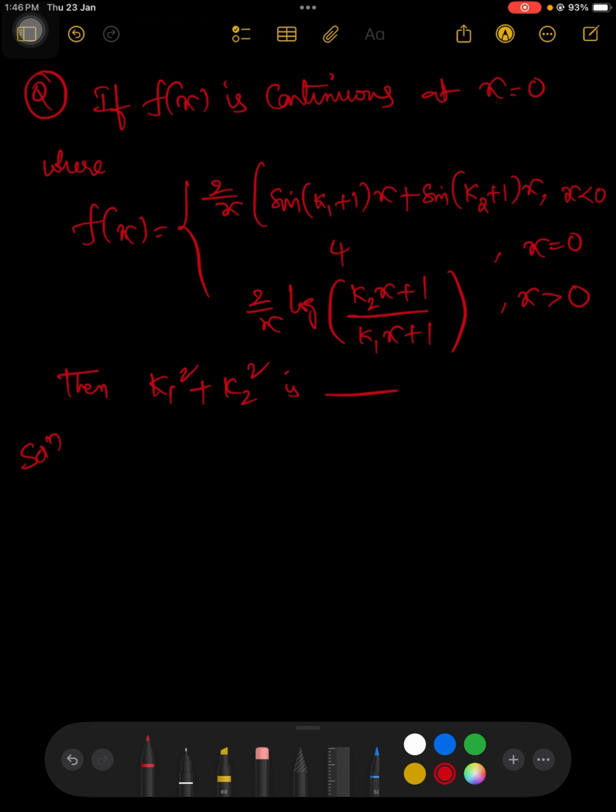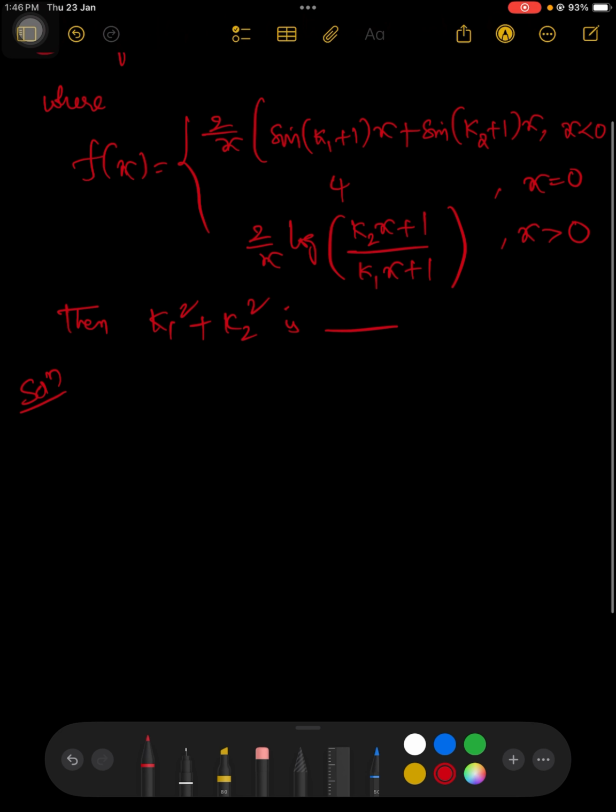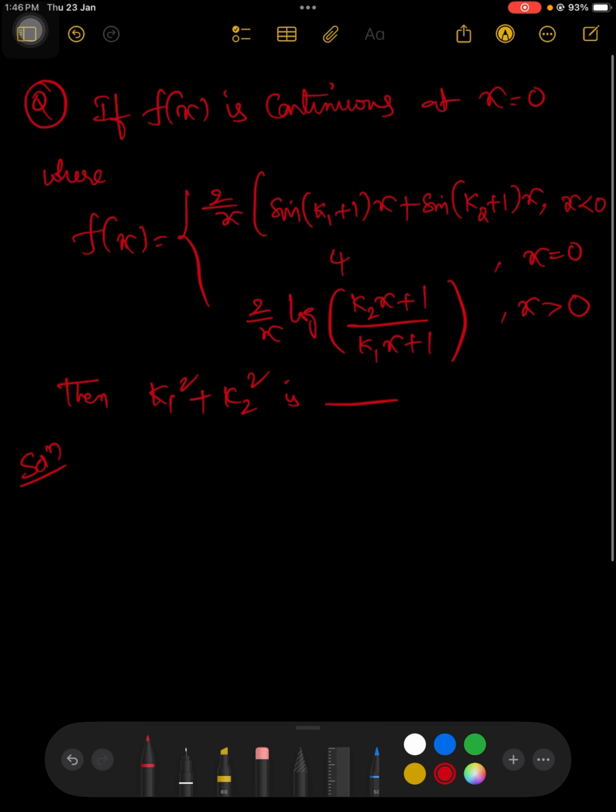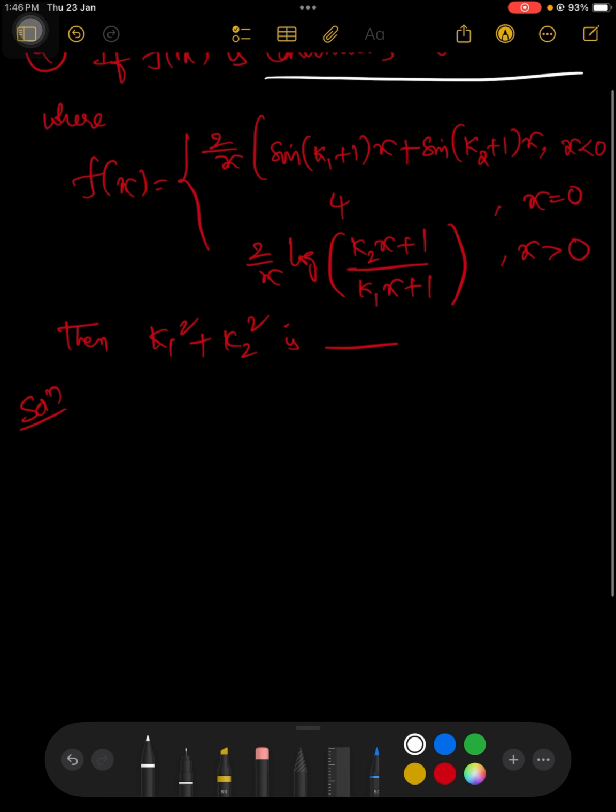Now the question is, if f of x is continuous at x equal to 0, where f of x equals, now coming to the left hand side, that is 2 by x times of sine of (k1 plus 1) into x plus sine of (k2 plus 1) into x. And anyway they given that it is continuous. Keep this one in mind. Left hand limit is equal to right hand limit is equal to the value of the function.